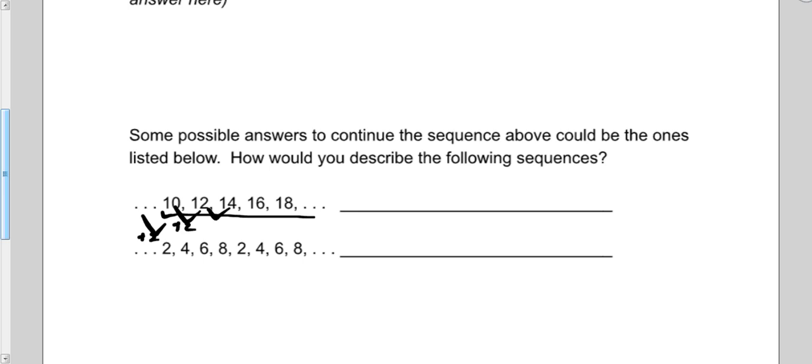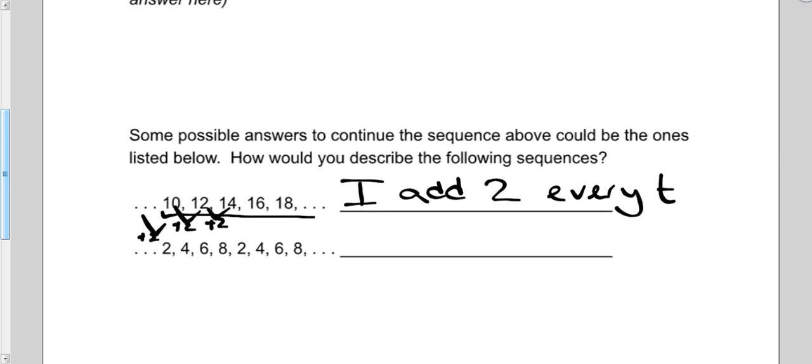And to get to 14, I add 2 to it. To get to 16, I add 2. To get to 18, I add 2. So how do I describe these? To get to the next term in the sequence, I add 2 every time. So that's how I got these next numbers, by adding 2 every time, okay?